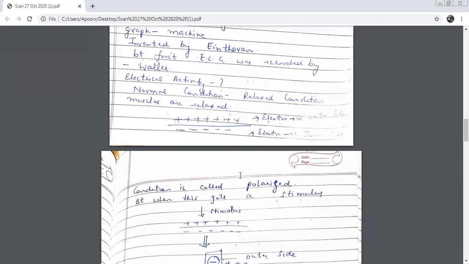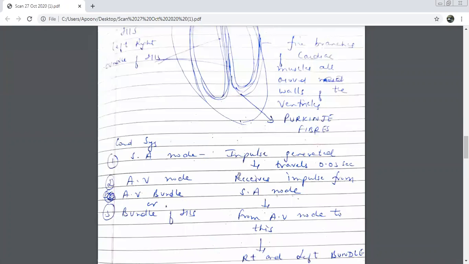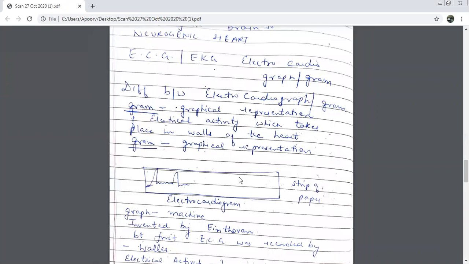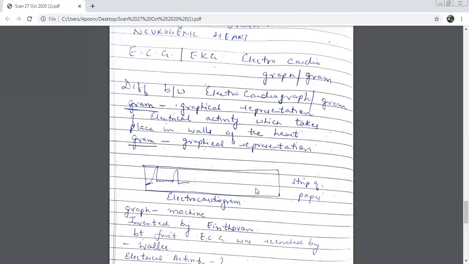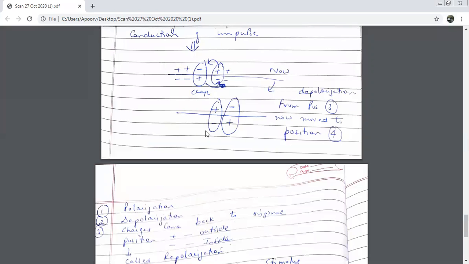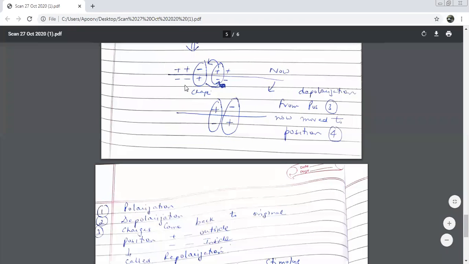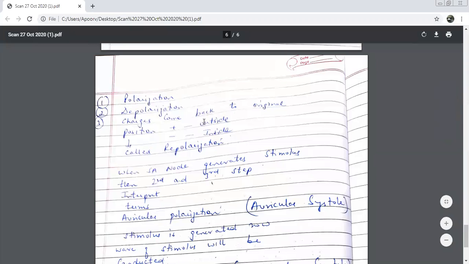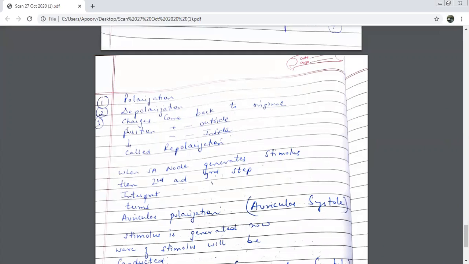Polarization, where positive and negatives were there. Okay, polarization was there. And then what is received is a stimulus. What comes as a stimulus, then polarization takes place. And what was the third step, children? Repolarization. Yes, it is repolarization because it is going back to the polarized position, the third one. And then fourth to fifth, fifth to sixth, this is how it is going to move.